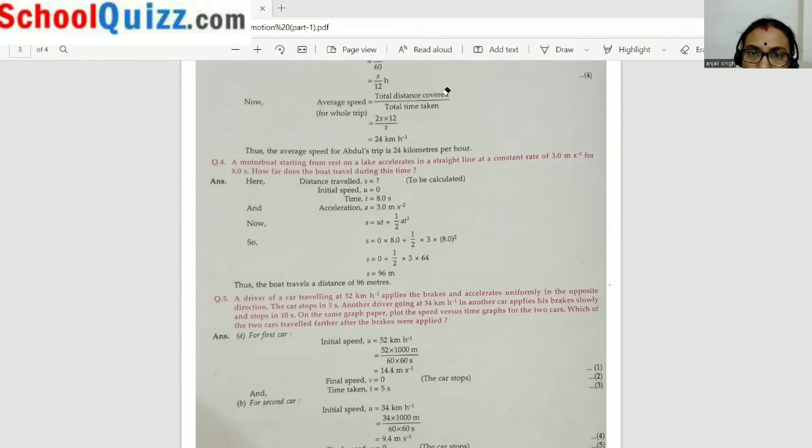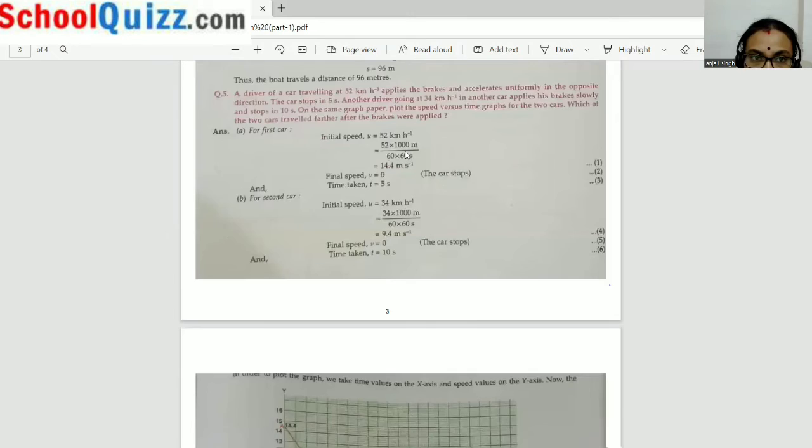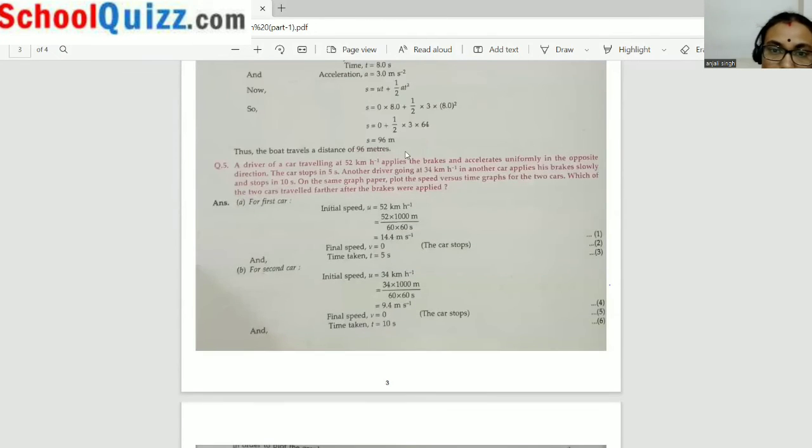Now we'll move towards the question number 5th. Okay, question number 5 will be the last, but it will be lengthy also. So please concentrate.